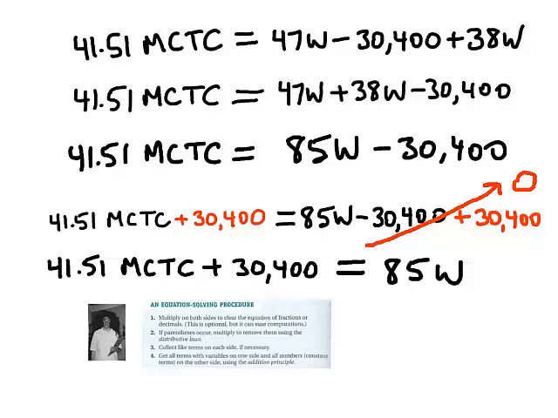And here we go. Here's our expression. 85W isolated on the right-hand side. All the other terms that do not contain W on the left-hand side.